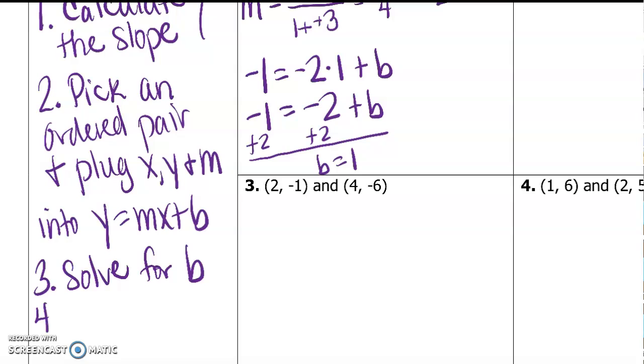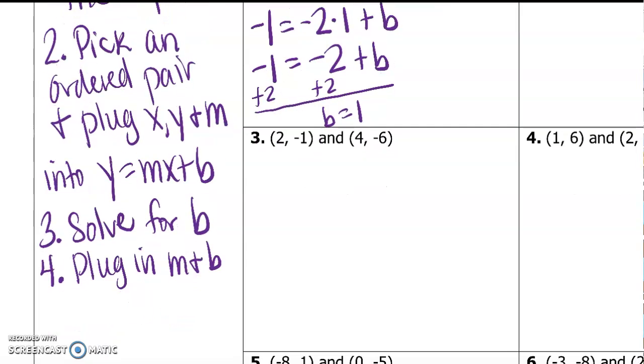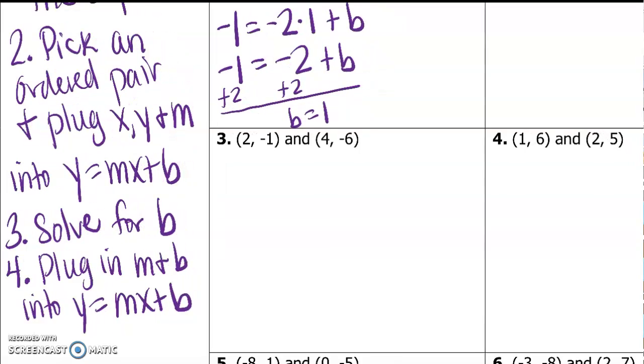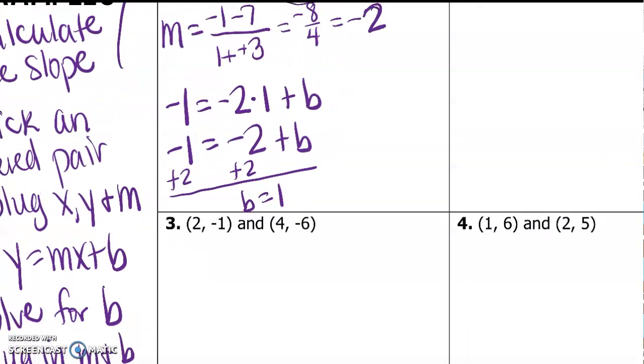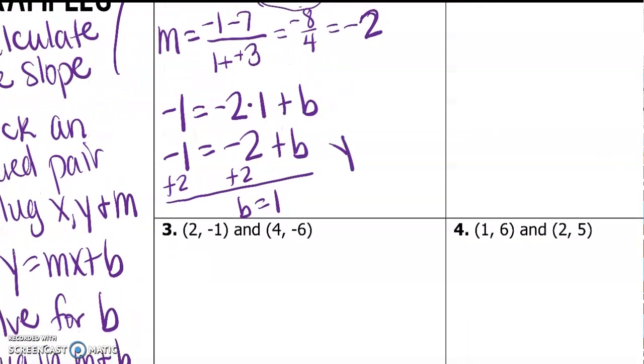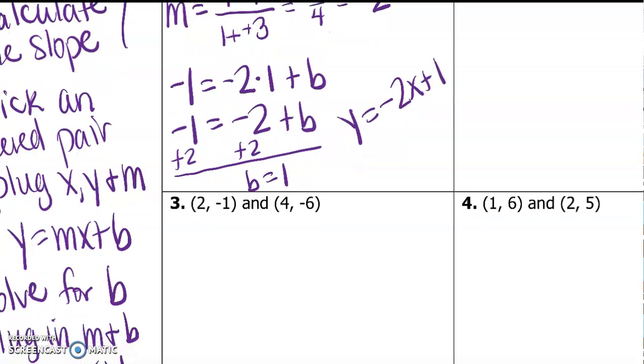So then step 4 is to plug in m and b into y equals mx plus b. So your final answer again is going to be the equation y equals mx plus b, but you're going to have your m and your b filled in. You do not use your ordered pair again. So final answer for number 1 is y equals -2x plus 1.